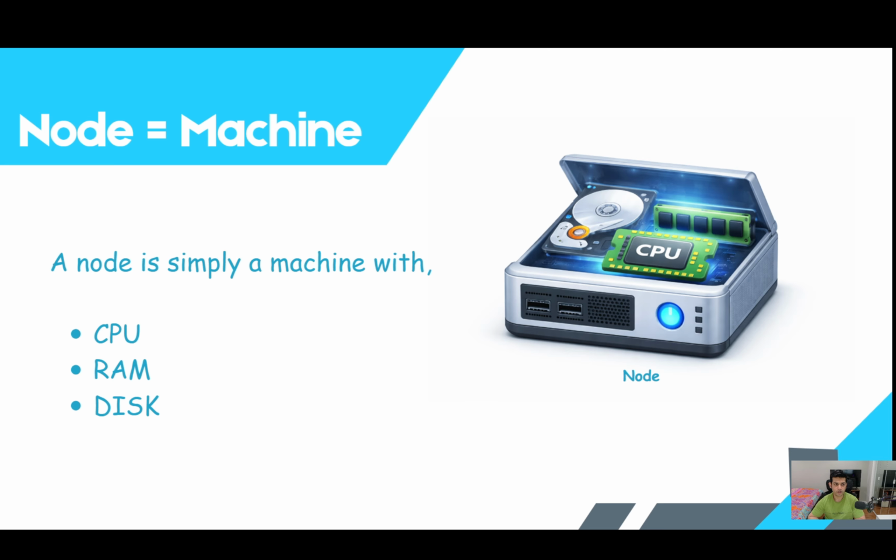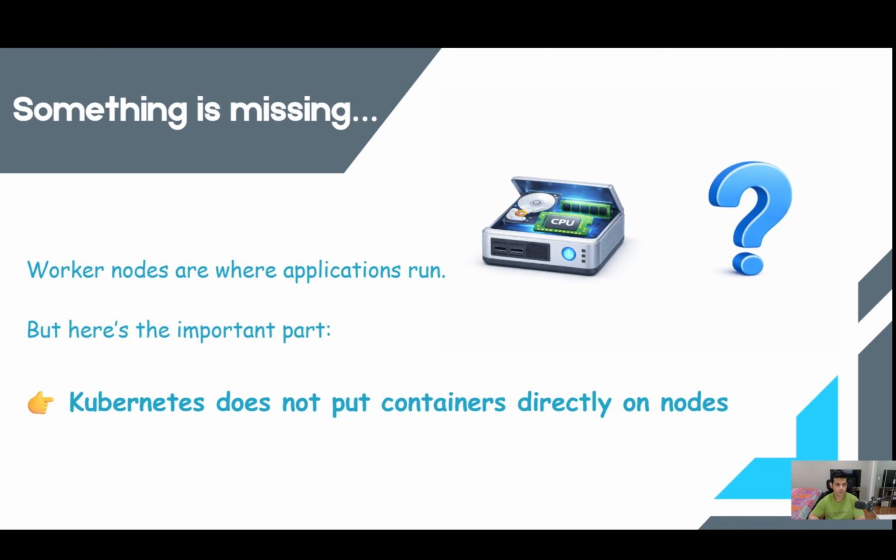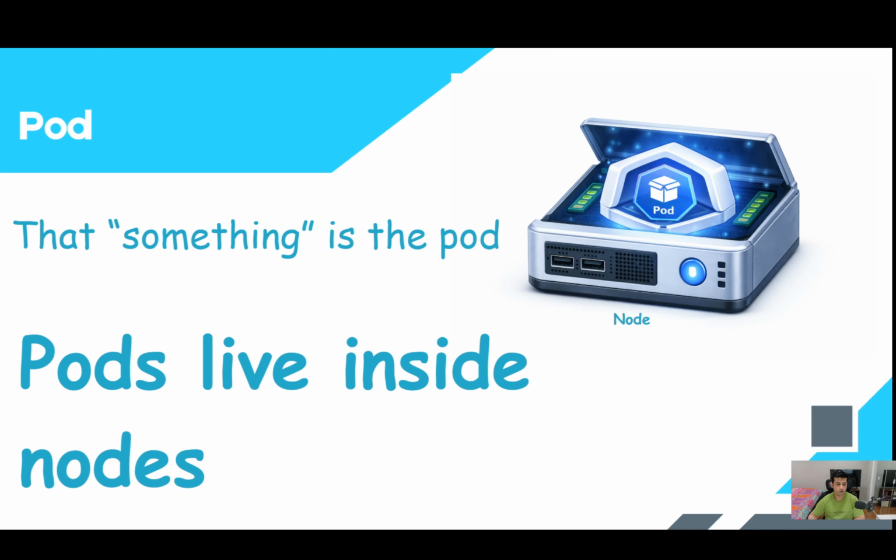So you might be wondering, what is a node? A node is simply a machine. It can be either a virtual machine or a physical server. This is the place where CPU exists, RAM exists, and disk exists. Worker nodes are where your application runs. But here is an important part. Kubernetes does not put containers directly on a node. The node is just the host. Something else sits in between. And that something is called a pod.